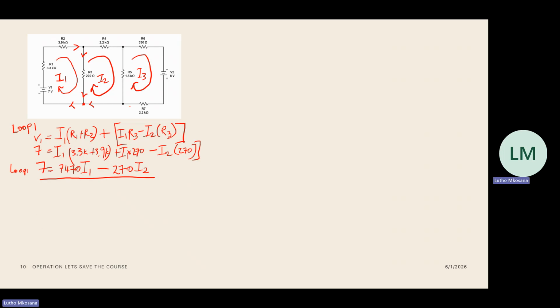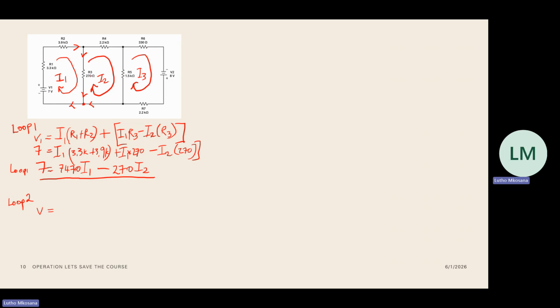All right. And then let's move over to loop 2. Loop 2, there isn't any voltage source that is acting on loop 2. So what we are going to do is it's going to equate to zero. So V for loop 2 is 0. I'm just going to put it like that.